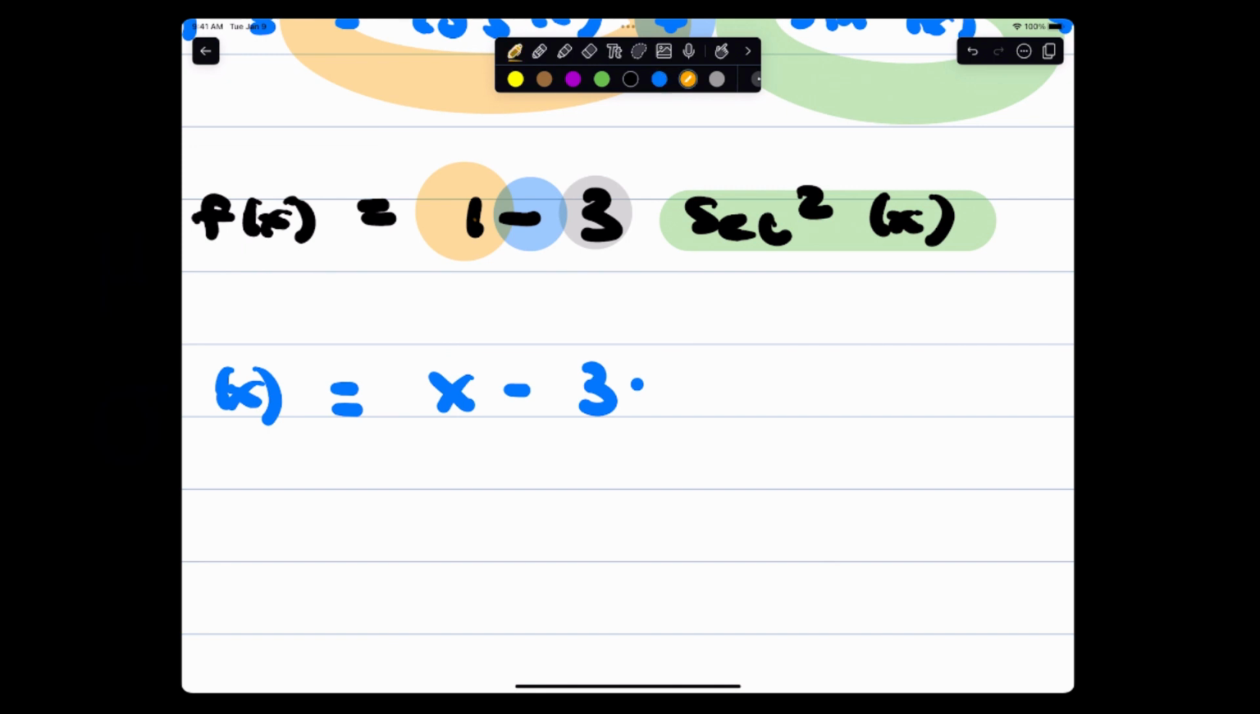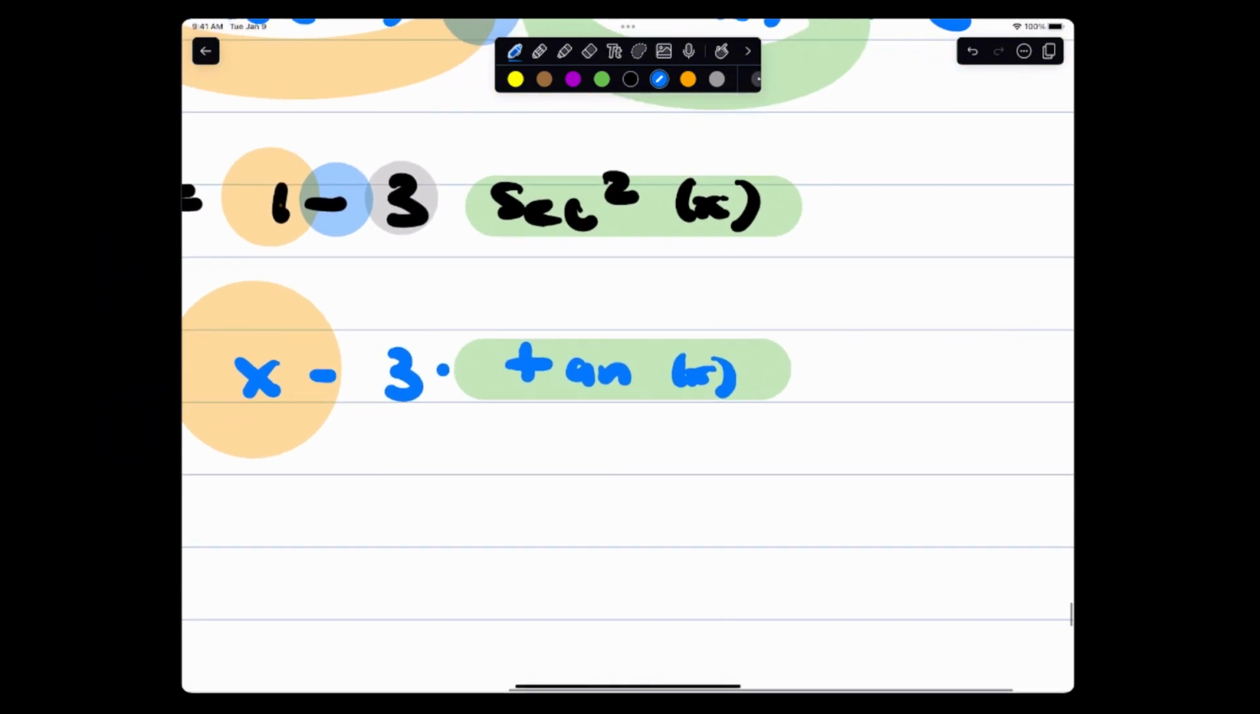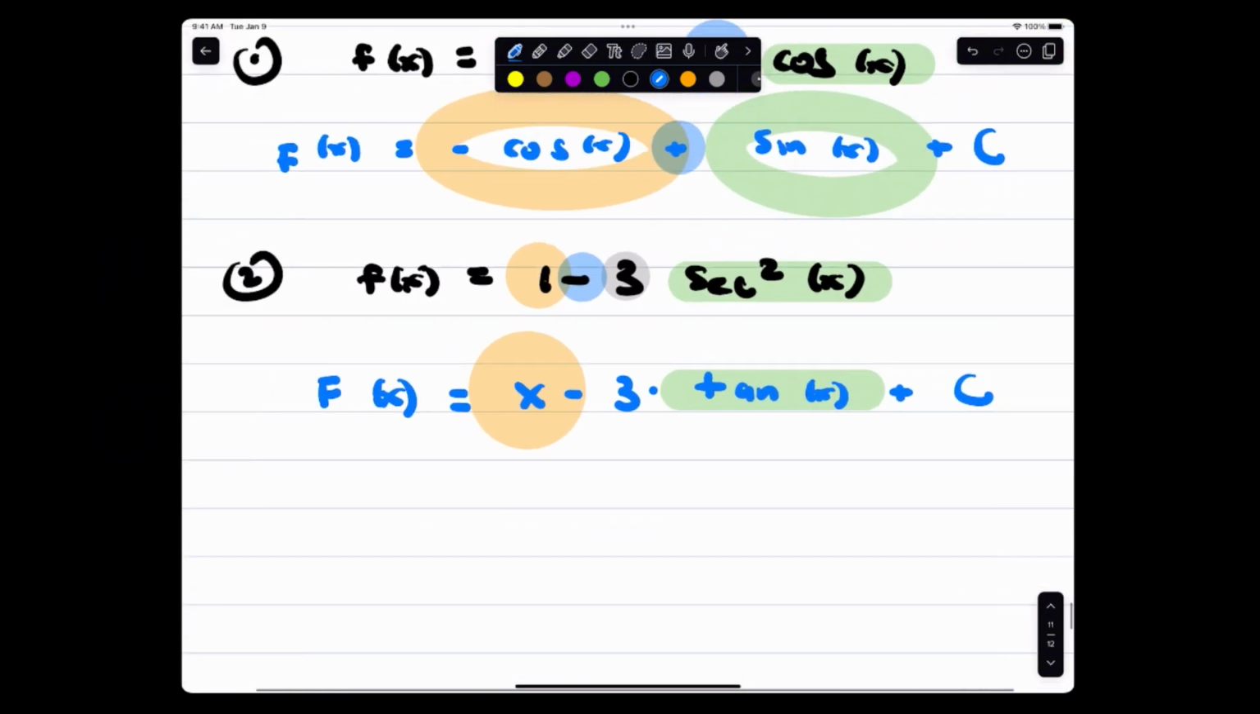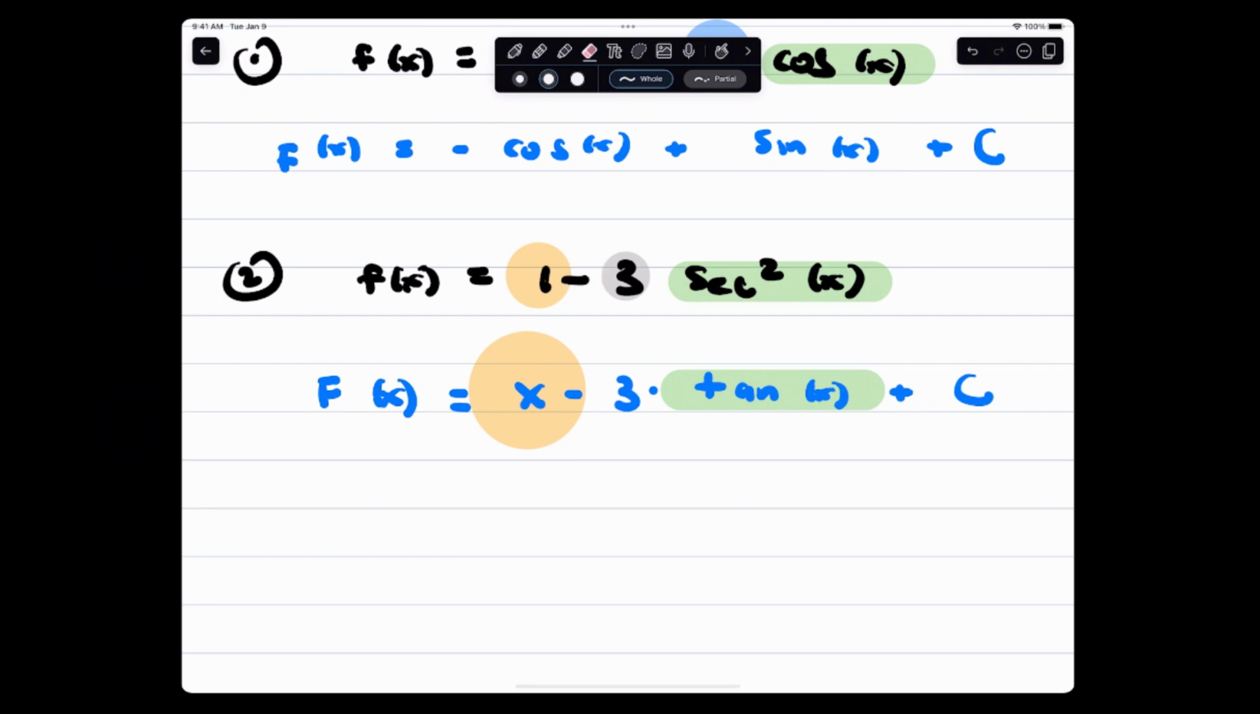So here's your antiderivative. What's the antiderivative of secant squared? Just tangent. And then at the end of the day, just put plus a constant C. And that's it, ladies and gentlemen, you're done. All right, you guys okay with that? Is that easy? Yeah.